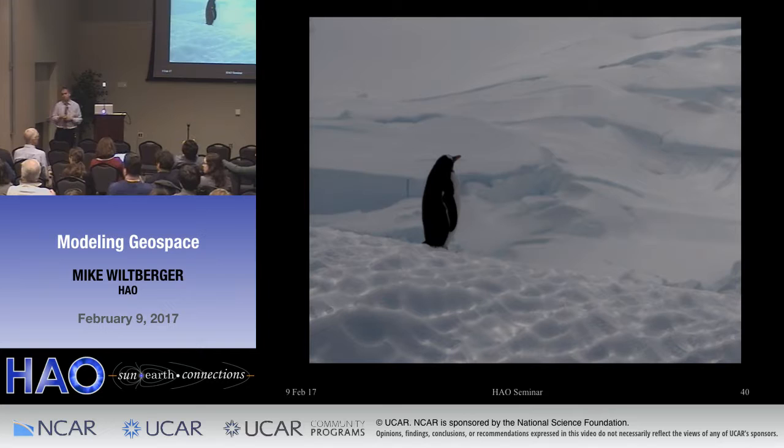Mike, you mentioned that you're using machine learning to identify Region 1 and Region 2 currents, and I'm just curious how that is different from a setup using a simple cutoff threshold and looking at the priority.